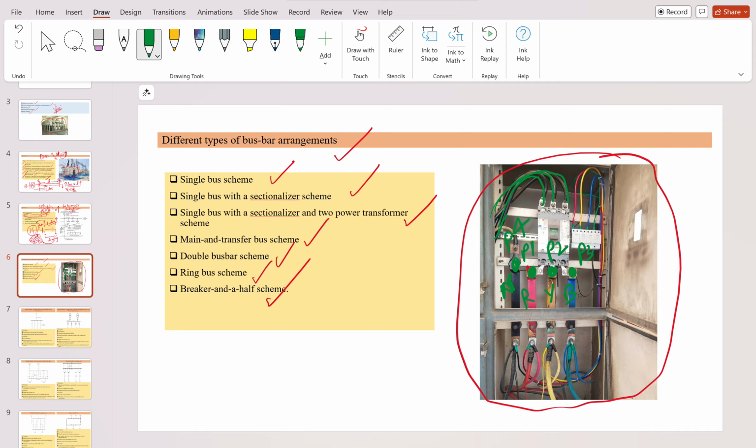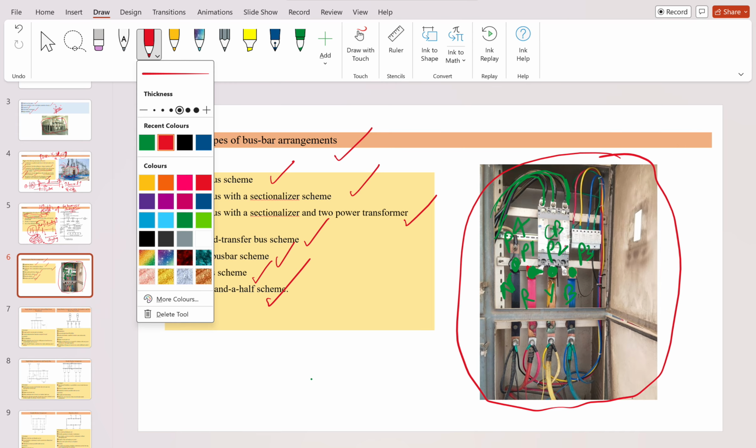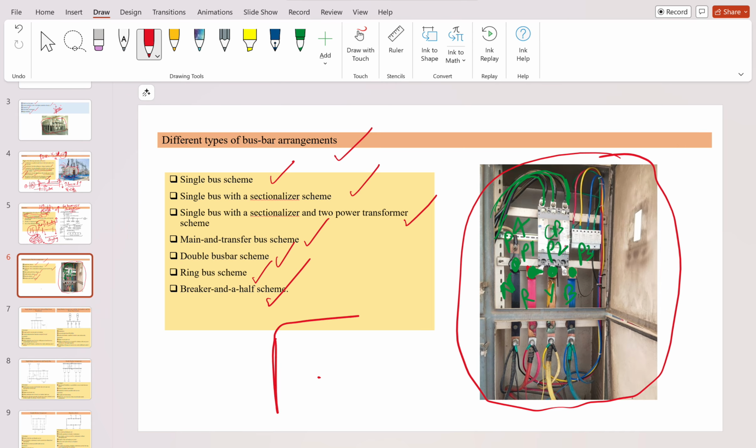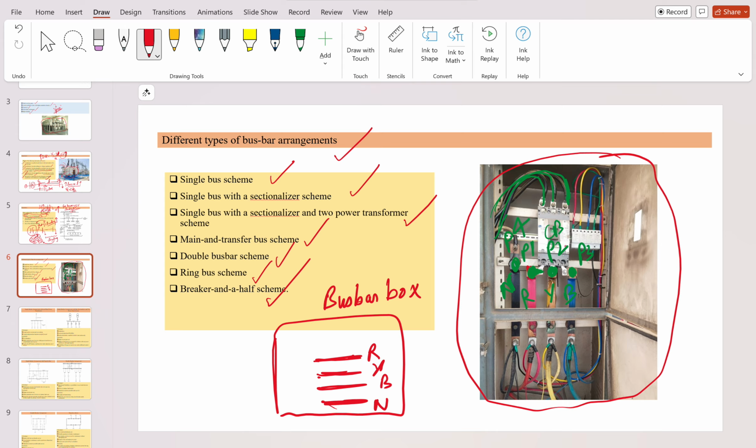The phase lines come here and are connected to a metallic strip through this circuit breaker. This circuit breaker connects these strips, and the strips are basically called a bus bar. So this is a bus bar box. You have three strips here: this is R, this is Y, and this is B, and you have one neutral.